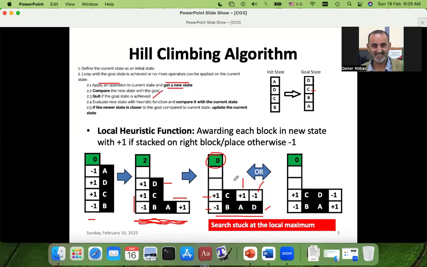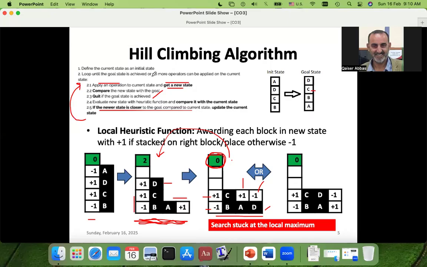No, comparing: this is the new state and the previous one is the current. So this is new and the previous is current. You are comparing with the previous. You are not getting any improvement. And when you are not getting any improvement, if the newer state is not better, then this will not execute, and you will go again to this loop.